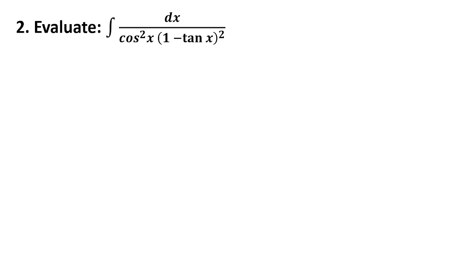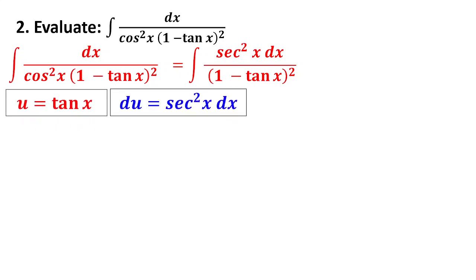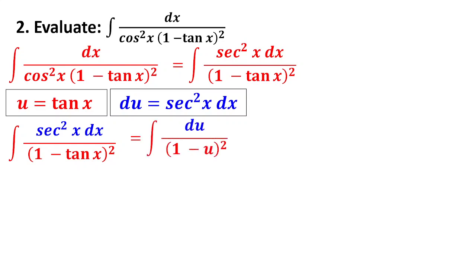Question number 2, integration. dx upon cos square x into (1 minus tan x) the whole square. Now this 1 by cos square x can be written as secant square x. Now by visualizing this integral, I am seeing that the differentiation of tan x is in the numerator. Therefore I take u as tan x, du as secant square x dx. Now let us do the substitutions. For secant square x dx I have to put du, and for tan x I have to put u, therefore 1 minus u the whole square.